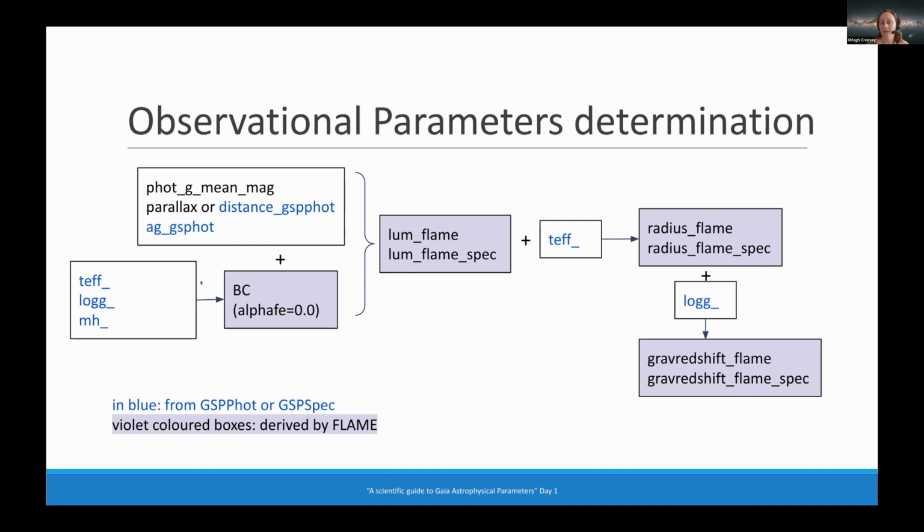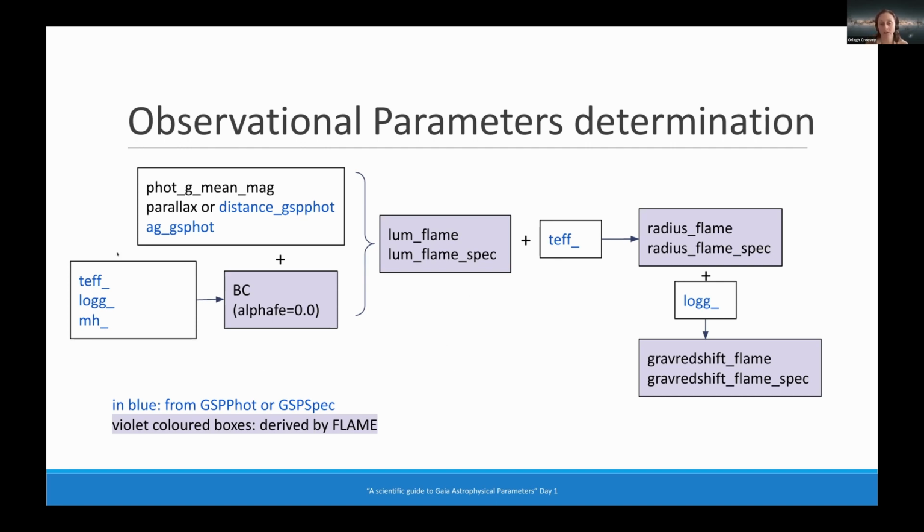Okay, so whatever is in this light purple, I hope this is okay. I don't know if there are any colorblind people here, but this is the light purple. These are the products that are produced by Flame. So the Flame results you'll find in the astrophysical parameters table. The Flame-spec results use the temperatures from the atmospheric parameters from GSP-Spec, and they will be found in the supplement table.